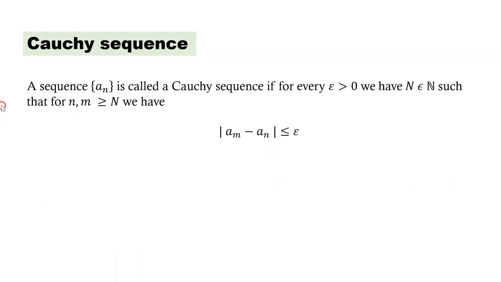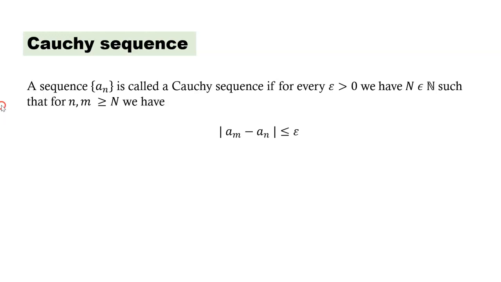So what is a Cauchy sequence? A sequence a_n is called a Cauchy sequence if for every epsilon greater than 0 we have a capital N which belongs to the natural numbers, such that for small n and small m greater than or equal to N we have modulus of a_m minus a_n less than or equal to epsilon. Now what does this modulus of a_m minus a_n mean? It means the distance between two terms a_m and a_n, and this distance is less than or equal to epsilon. That means these two terms are within epsilon distance of each other.